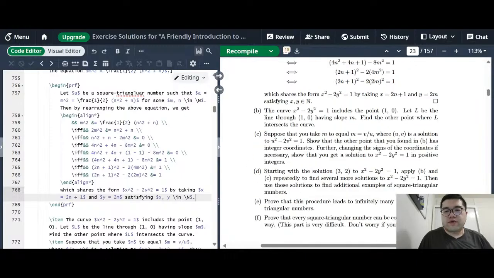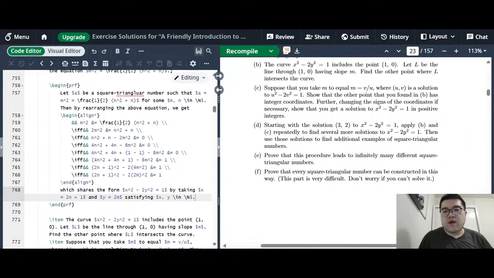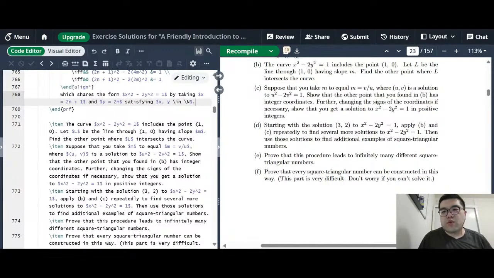Good. So now we are moving on to part B. The curve x squared minus 2y squared equals 1 includes the point (1, 0). Let L be the line through (1, 0) having slope m. Find the other point where L intersects the curve.